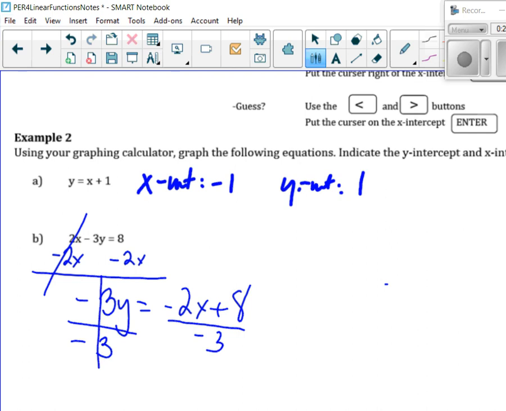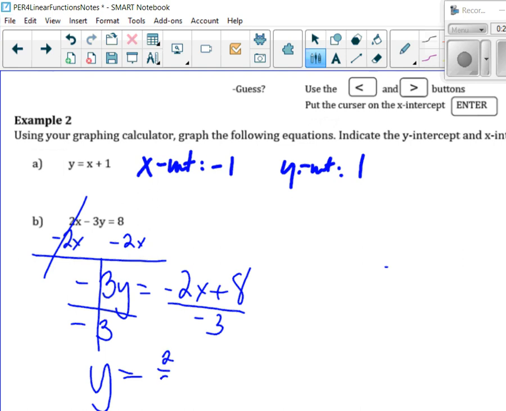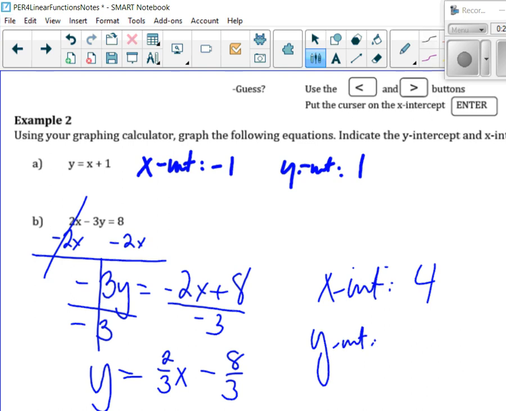So I get y equals, what do I get when I have -2x divided by -3? I get 2 over 3. It's a fraction, right? So 2 over 3x, and what do I get over here when I have +8 divided by -3? Yeah, I get -8 over 3, a fraction. Who cares? It's just a fraction. Now solve what your x and your y-intercept is, okay? So did you get your x-intercept to be 4 and your y-intercept to be -2.6 repeating? Is that correct?